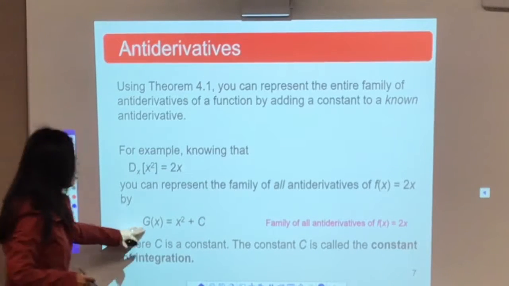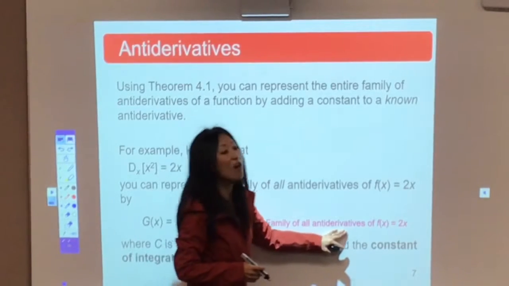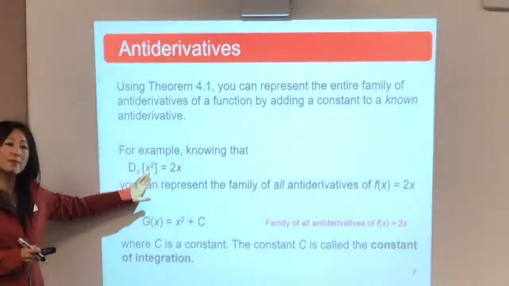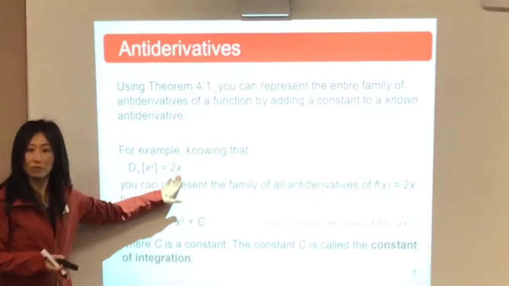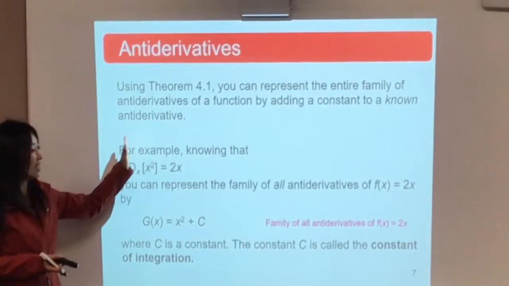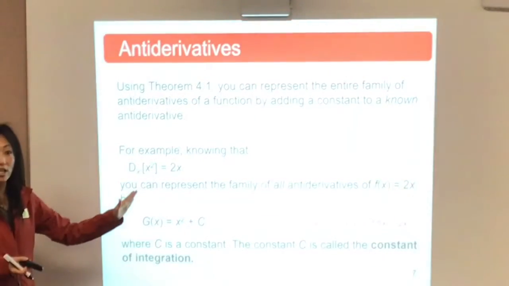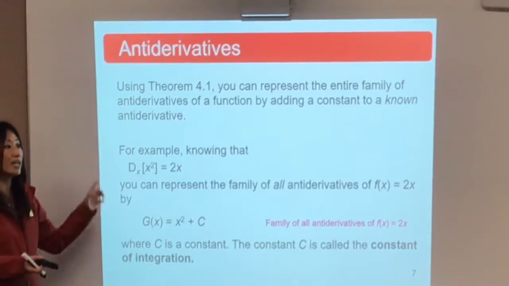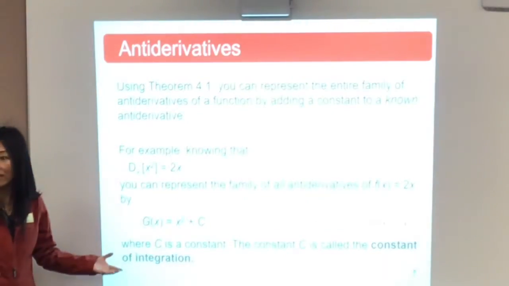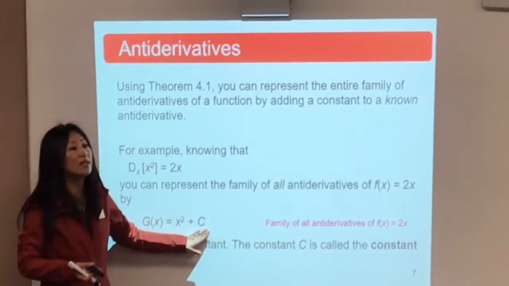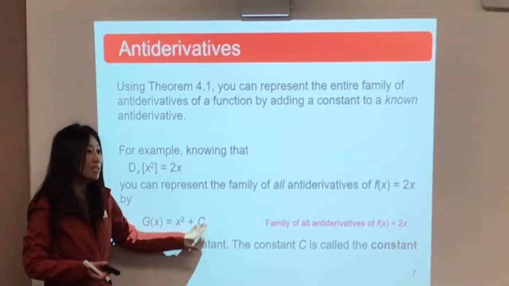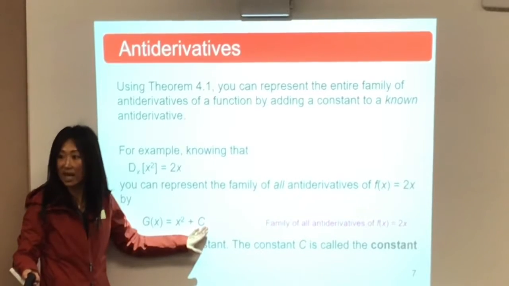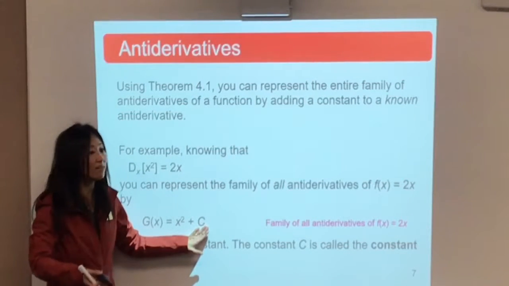All right. So this is the family of all antiderivatives of 2x. If I give you the derivative of x squared, what do you get? 2x. We know that, right? But if I go back, you get x squared, right? But I don't know whether it's x squared plus 1 or x squared plus 0 or x squared plus 97. I have no idea. So I need to put x squared plus C. The C will cover any constants you may have. It could be 0, it could be 97, it could be 1,000, whatever the constant is.